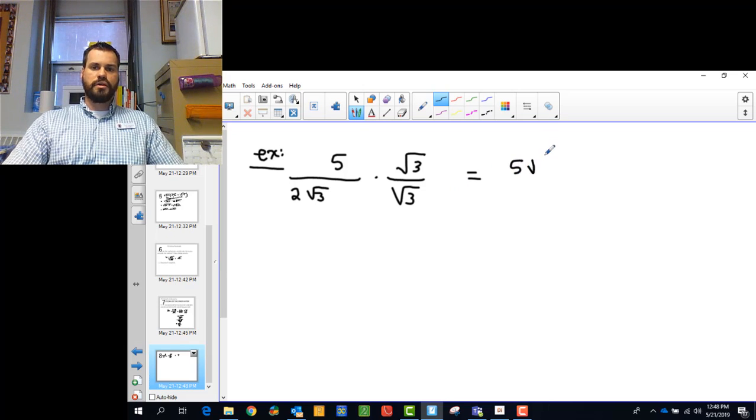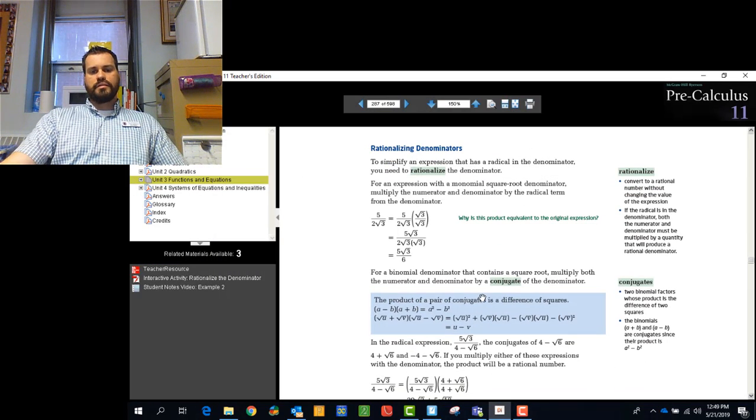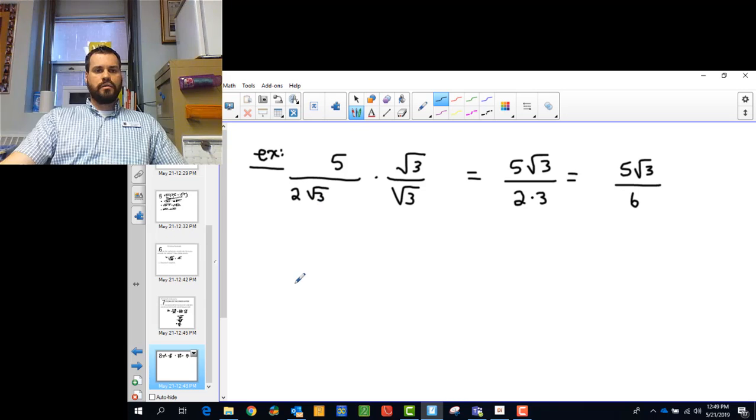So we get 5 root 3, and then on the bottom, root 3 times root 3 is 3, and so this becomes 5 root 3 divided by 6, and that's our answer. So that's how we rationalize if it's a single term. Now what happens if it's a binomial? All right, so we'll say, okay, that's good.